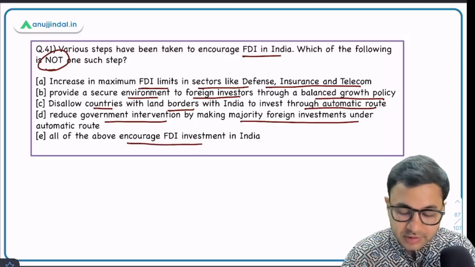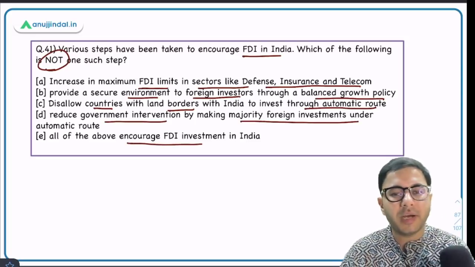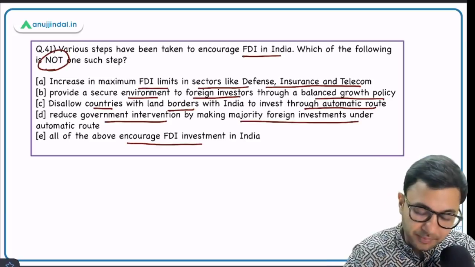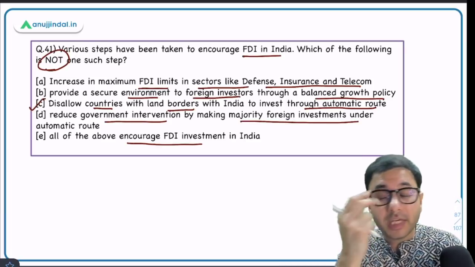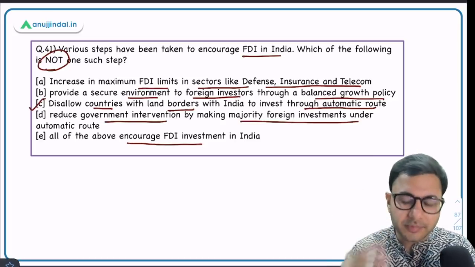All of the above encourage FDI investments in India. I hope you have by now concluded with the answer. The answer option is option C. Option C is discouraging FDI investment in India and not encouraging it. Okay.